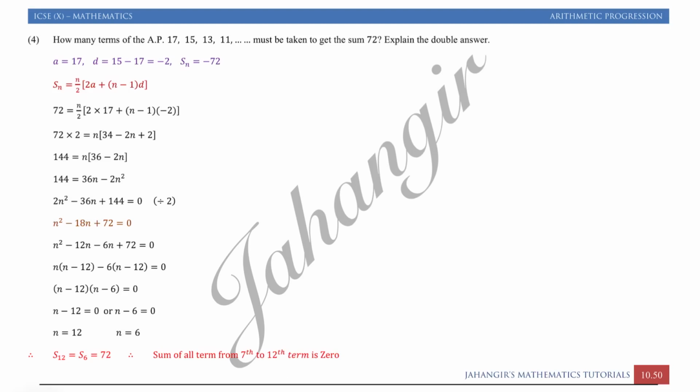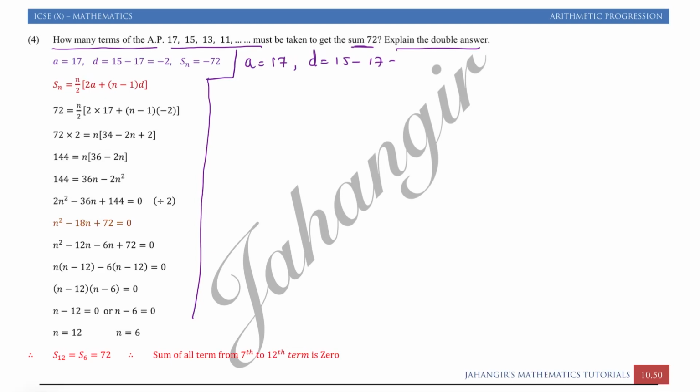How many terms of the AP 17, 15, 13, 11 must be taken so that the sum is 72? Explain the double answer. Here you are going to get both values positive. So we are going to solve. A is equal to 17, d is equal to 15 minus 17, that is equal to minus 2, and Sn is equal to 72. So therefore I will just put the Sn formula.